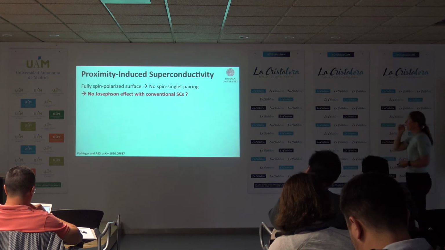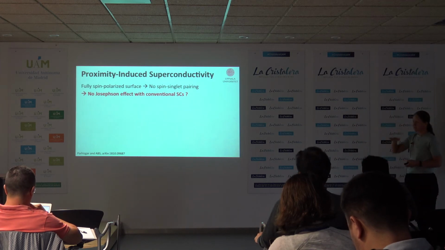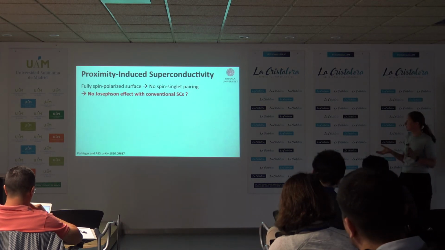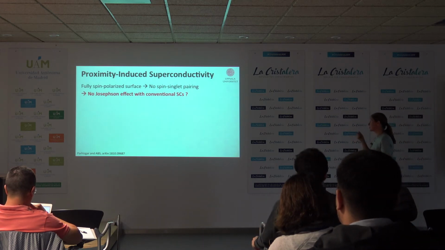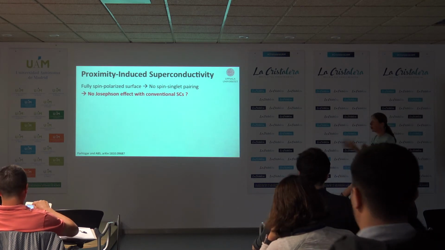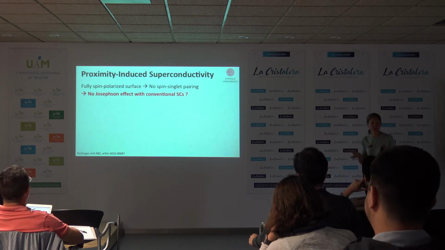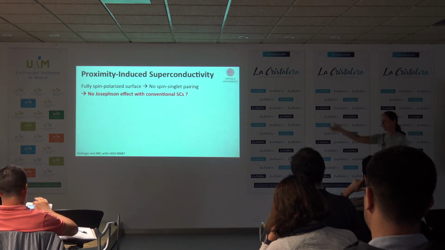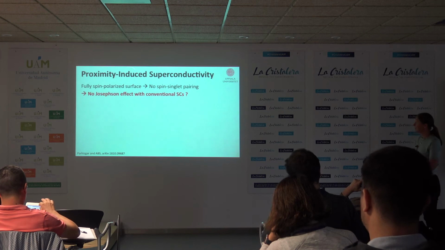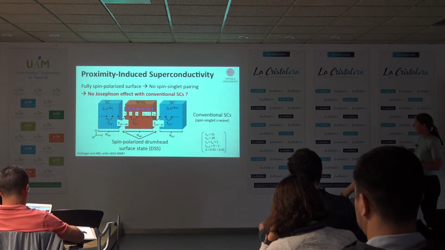Okay, so what we have now is a material with a fully spin polarized surface. Since it's fully spin polarized, we really should have no spin singlet pairing in this material. So one would assume that you could not get any Josephson effect. If you were to build a Josephson junction on this material with any conventional superconductor, there would be no Josephson effect. That would be the logical step to take, if it's fully spin polarized.